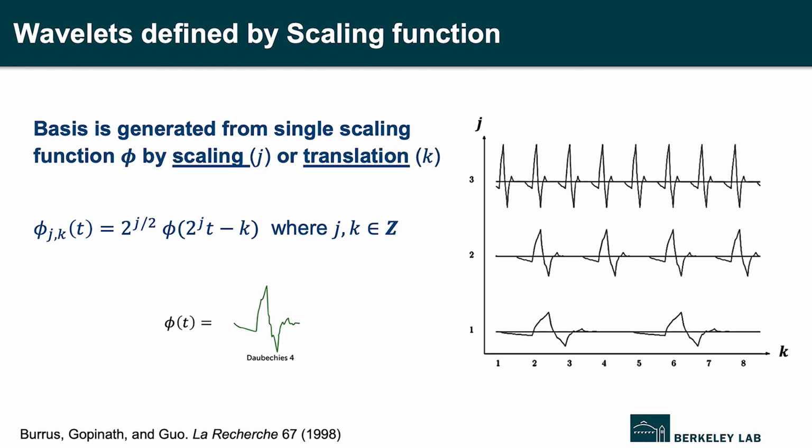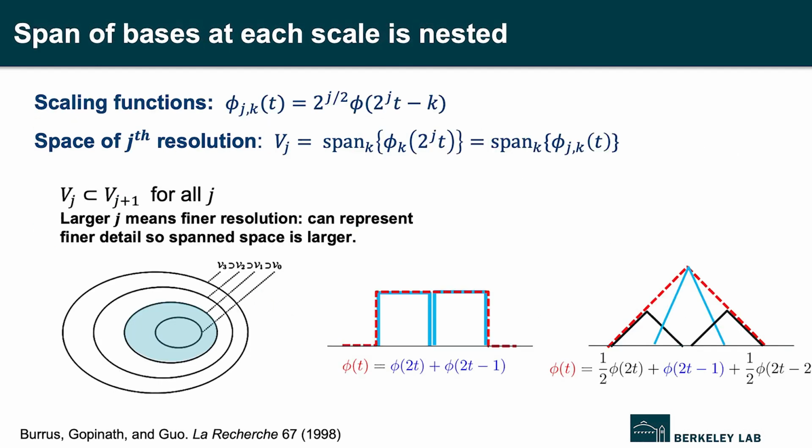The figure on the grid shows different levels of resolution indexed by j, and different positions indexed by k. We often group the basis functions by resolution. So j equals 3 is going to be a subspace, and j equals 2 is going to be a subspace. Ideally, the scaling function is defined such that these spaces are nested. That means a higher resolution basis function can completely capture the lower resolution basis function.